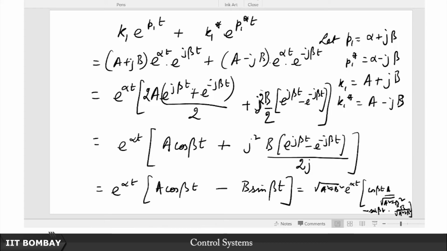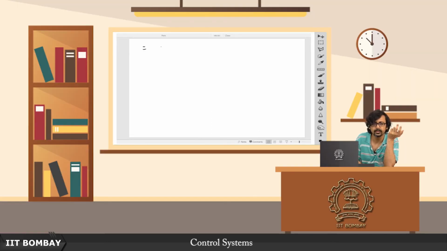Why does this help? Because now you can call this cos phi and this sin phi. So let a over square root a squared plus b squared equal cos phi. Legitimate, no? It is less than 1, so it can always qualify as cos phi. So then what you have is cos beta t cos phi minus sin beta t sin phi, which, with just one more line, ends up as square root of a squared plus b squared into e to the alpha t into nothing but cosine of beta t plus phi. So I have everything I needed.